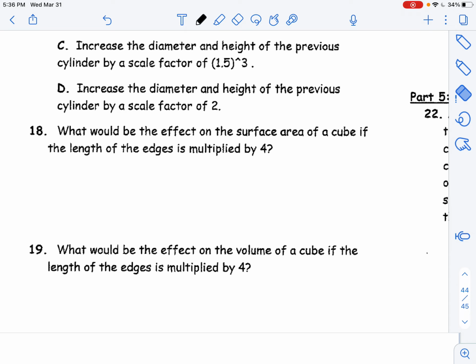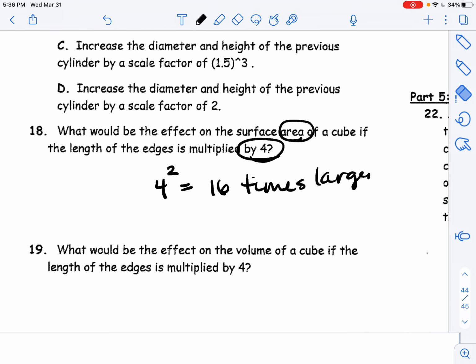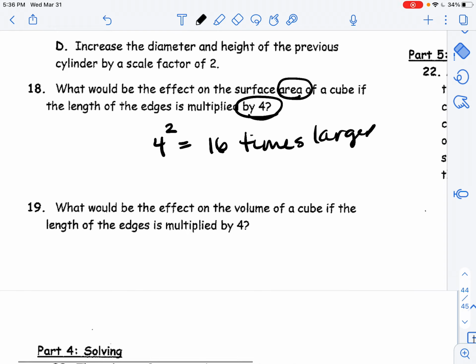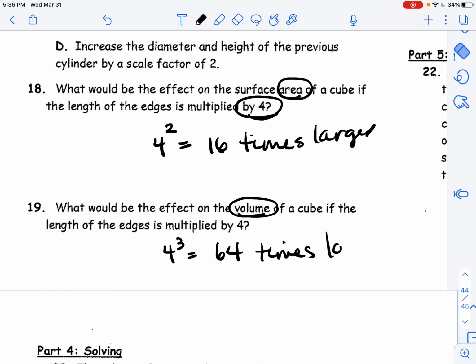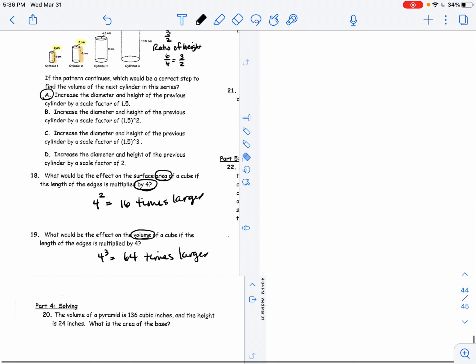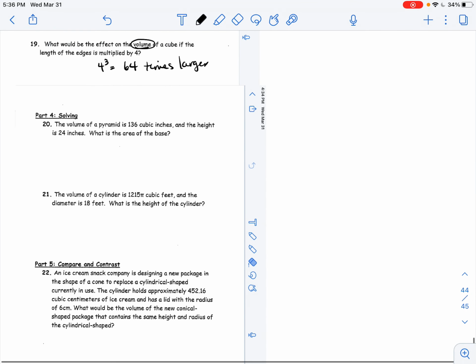Okay, in problem number 18, what would be the effects on the surface area of a cube if the length of the edges is multiplied by 4? Okay, so this is what we're multiplying by, and we're talking about area. Area is units squared, so it would be 16 times larger. Okay, what would the effect be on the volume? Volume is units cubed, and so 4 times 4 times 4 is 64 times larger.